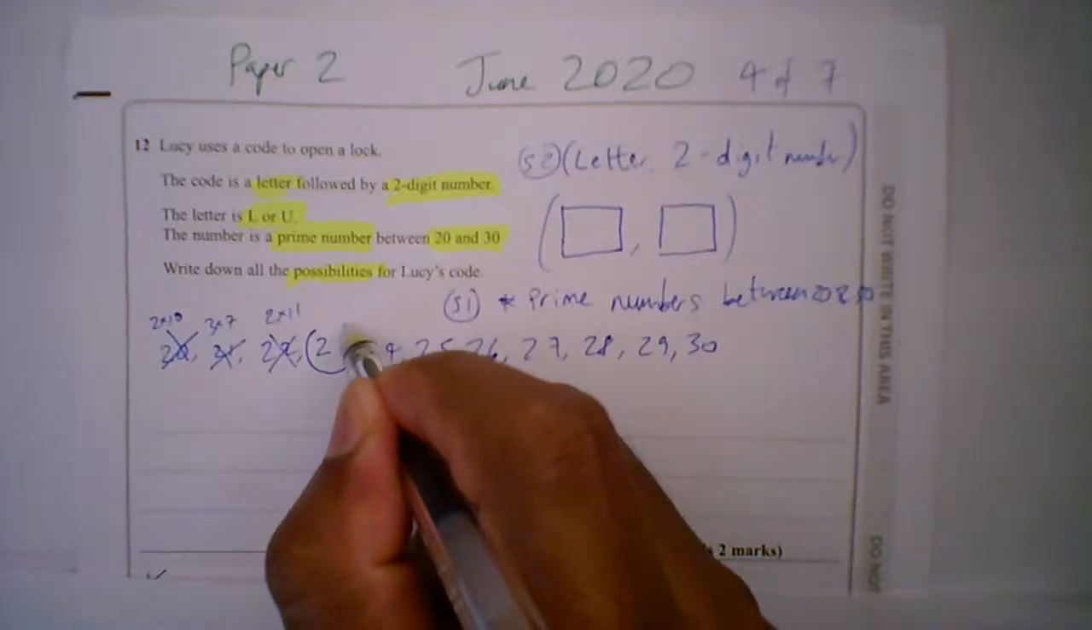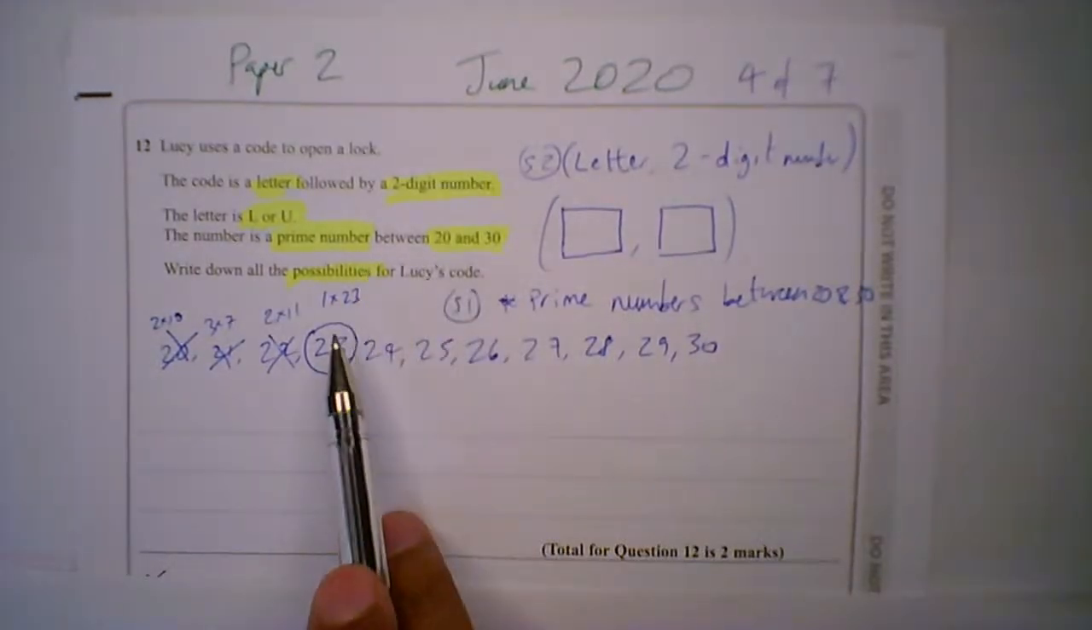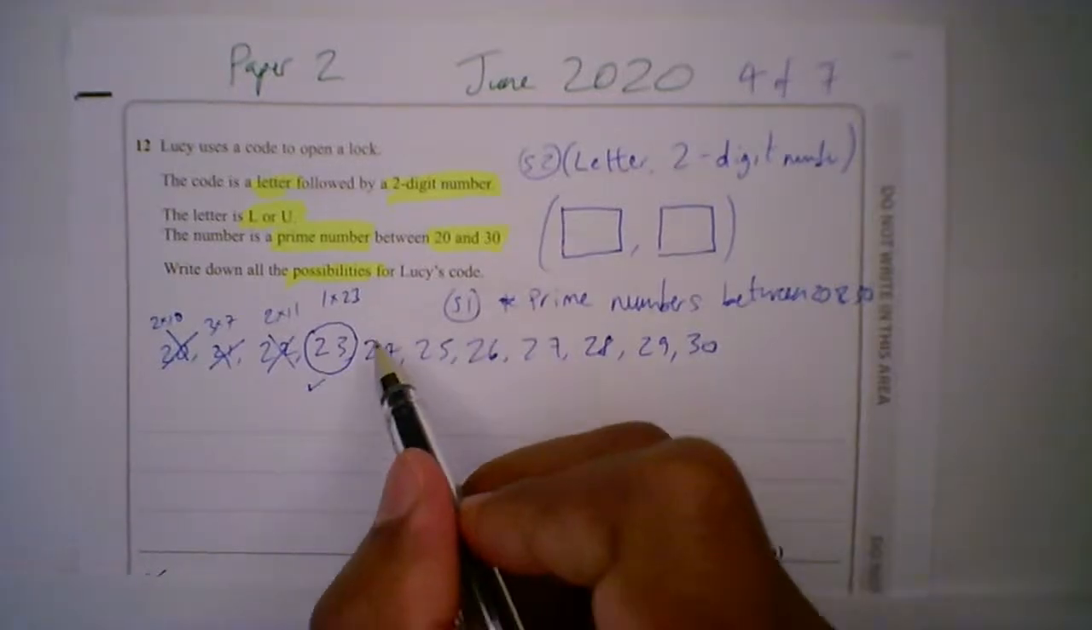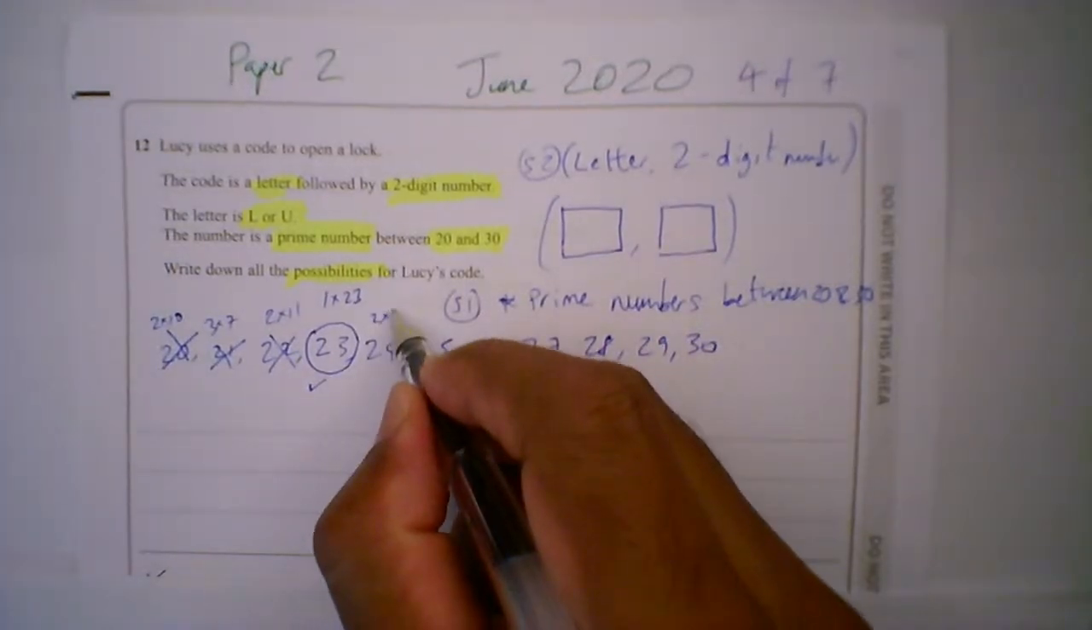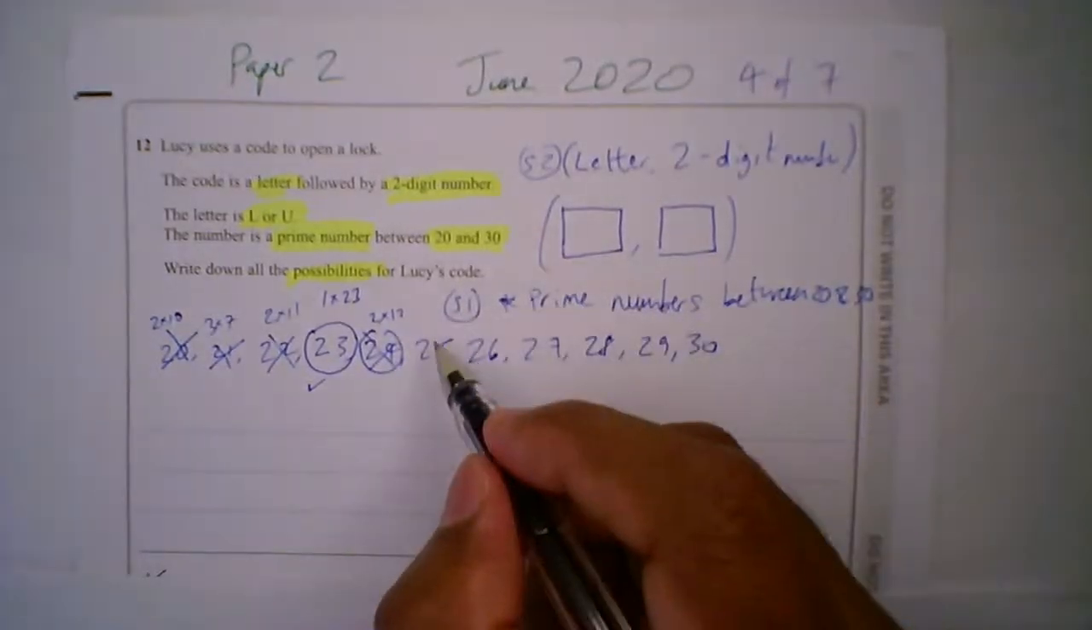23, it's 1 times 23. So apart from 1, there's no other number. So this is a prime number. 24 is 2 times 12, for example. So this is not a prime number.